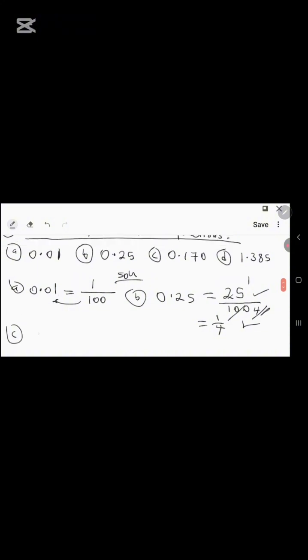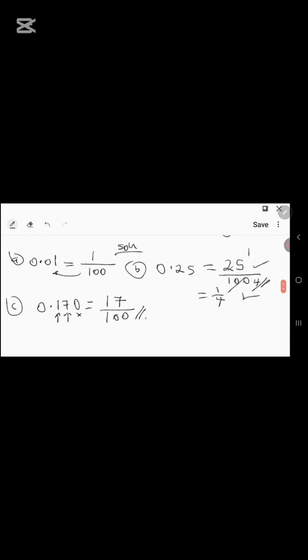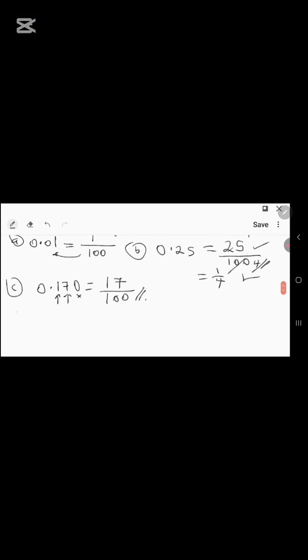So C, I have 0.170. 0.17, as I said, you do not count with 0, you count with 7 and 1, because 0 is not a significant digit. So you identify the number as 17. Then you say all over the amount, 100. 17 over 100. If you don't know how to reduce fractions, watch my first video on fractions. I did equivalent fractions. You will learn how to convert the fractions.